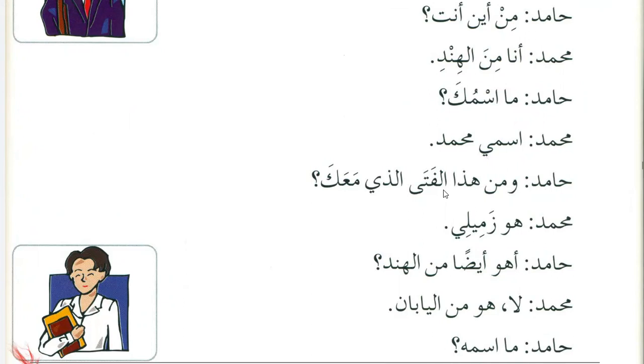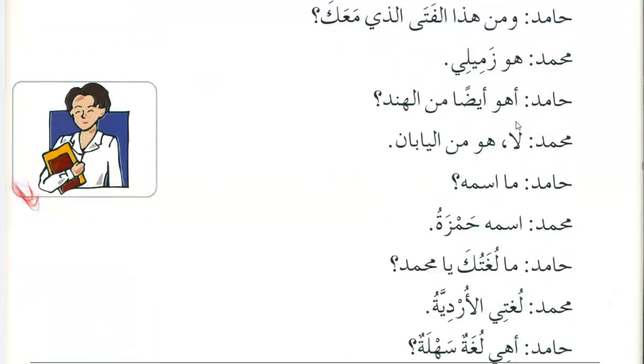Hamid: Wa man hazal fata alladhi ma'aka? And who is this young man who is with you? Or which is with you? Muhammad: Huwa zamili. He is my colleague. Hamid: A huwa aidan min al-Hind? Is he also from India? Muhammad: La, huwa min al-Yaban. No, he is from Japan. Hamid: Masmuhu? What is his name? Muhammad: Ismuhu Hamza. His name is Hamza.